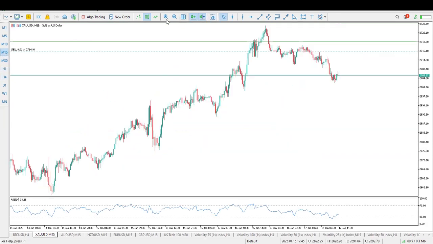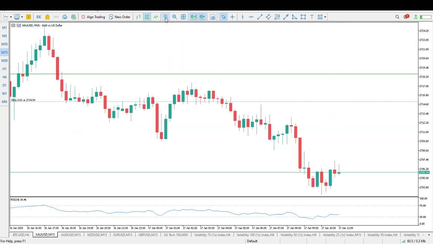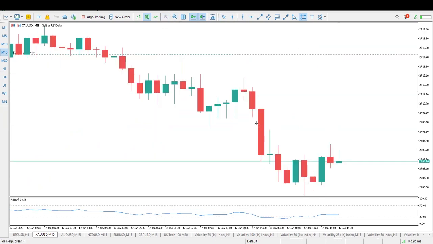Let me zoom in. Okay, now let's use this red candle. Let me zoom in. Now let's use this red candle here.